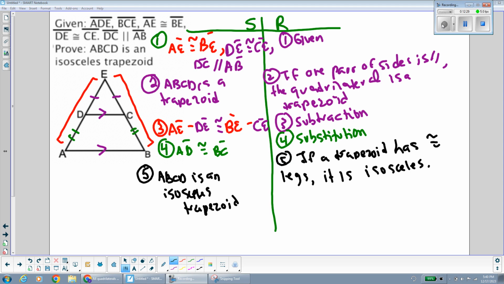And here is the full written up proof, showing that it's first a trapezoid and then showing that it's also an isosceles trapezoid. Feel free to pause the video so you can take a look at it.